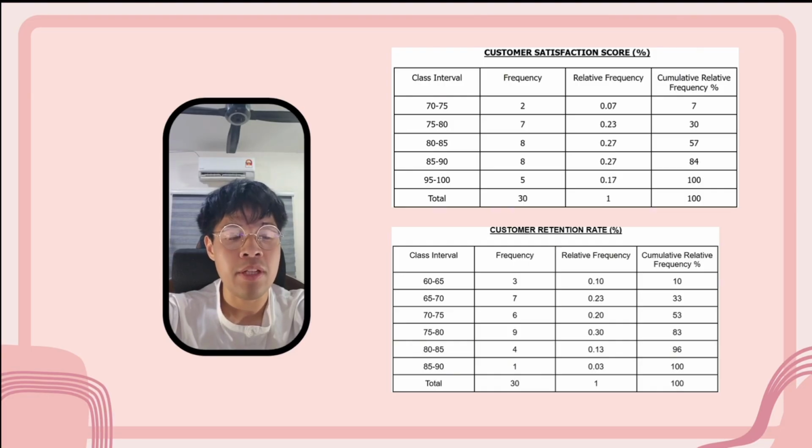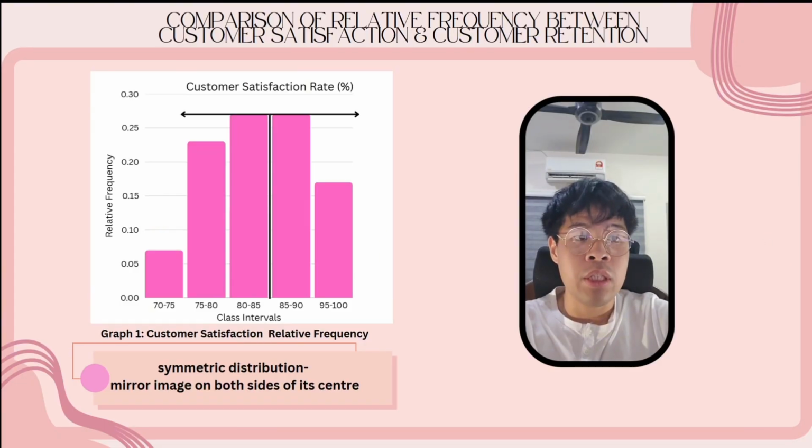For cumulative relative frequency, to find it, you need to take the relative frequency of 0.07 and multiply it with 100 and get 7. Next, you will need to add it with 0.23 and get 30. So do this with the rest of the class intervals, including the customer retention. After RF is found, now the comparison can be done by using the histogram bar.